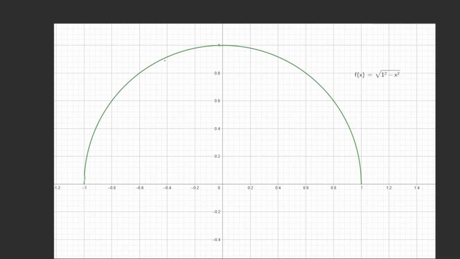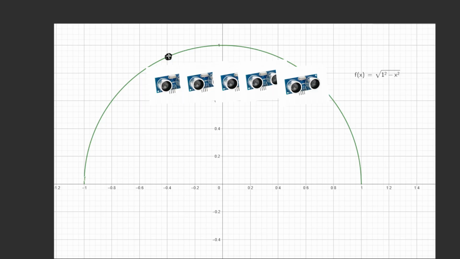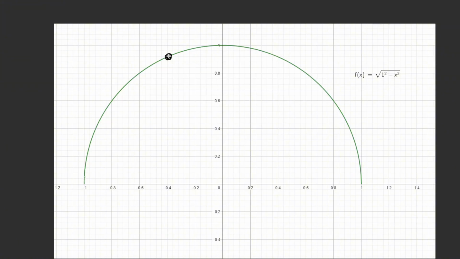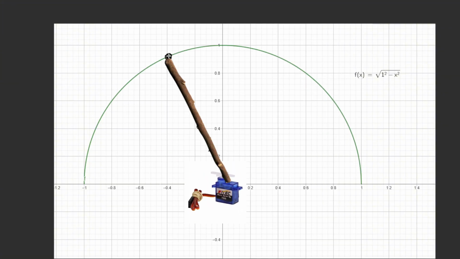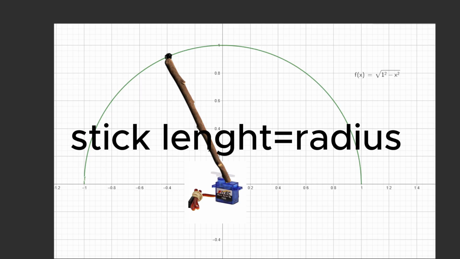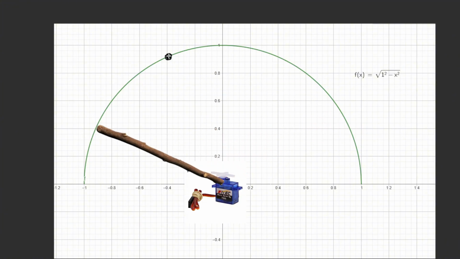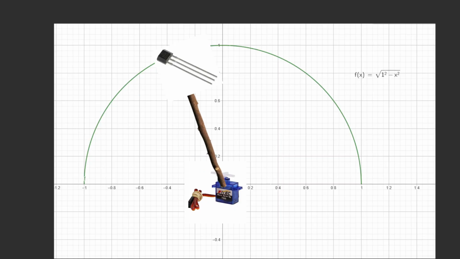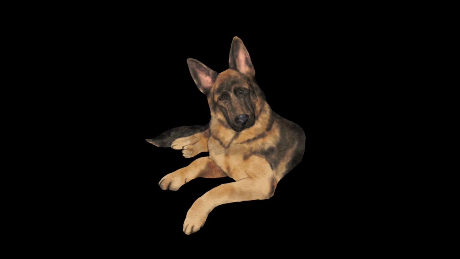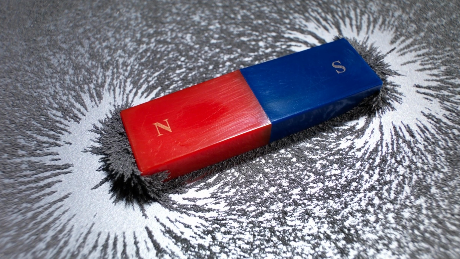Let's say you're releasing the projectile on minus 0.4. The easiest way to know if my projectile is there is by having a sensor there, but I can't have a sensor for every single point. Therefore, I will use another servo motor with a stick, and the stick has the same length as the radius of the circle. The stick can now rotate freely all around the circle while it has a sensor on its tip, like a Hall effect sensor. Therefore, the projectile has to be magnetic so we can sense it.